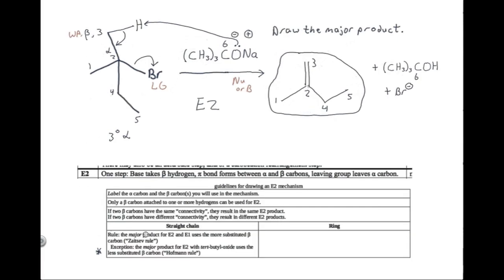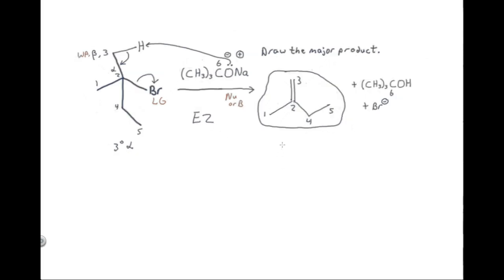Usually the major product for E2 comes from using the more substituted beta carbon, but with tert butyl oxide there's an exception, and we use the less substituted beta carbon. Notice therefore that you have to be on the watch for tert butyl oxide. You have to notice when the starting materials involve tert butyl oxide, because that can sometimes influence the outcome for an E2 reaction.